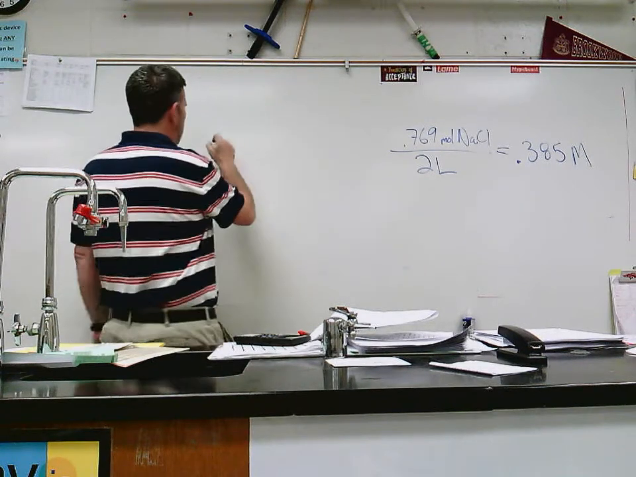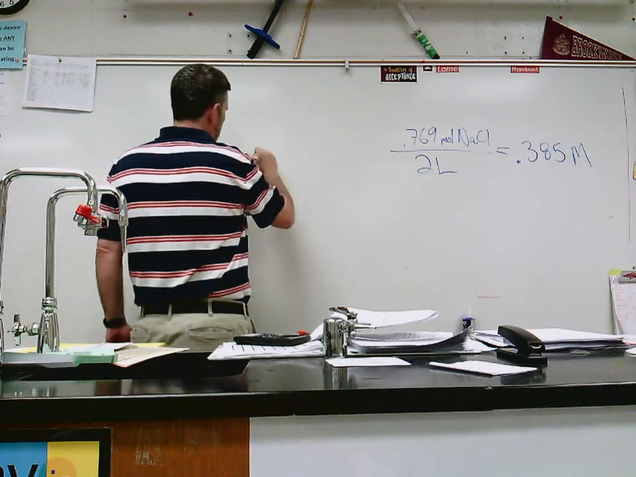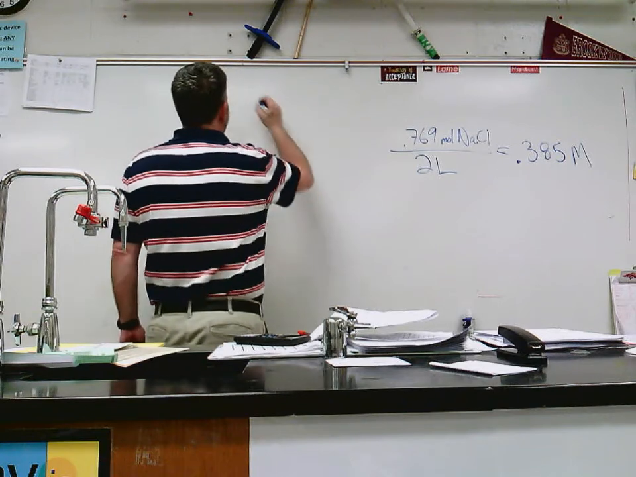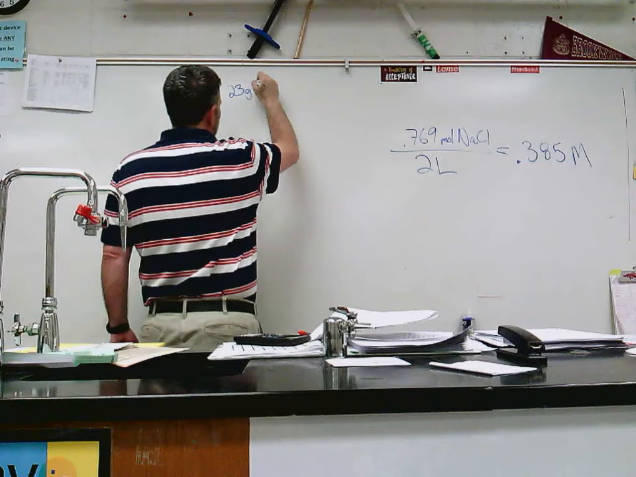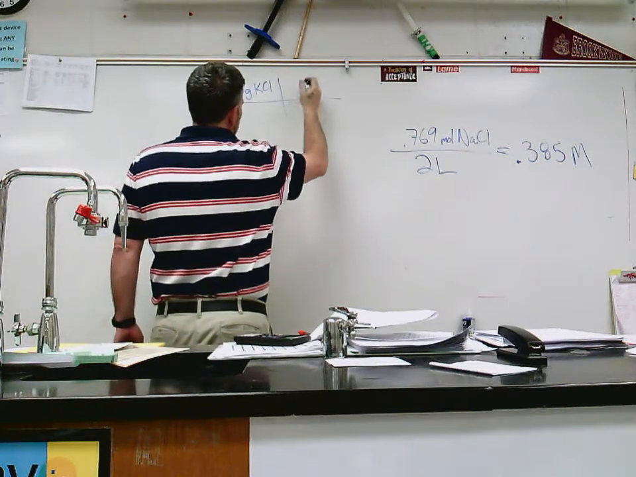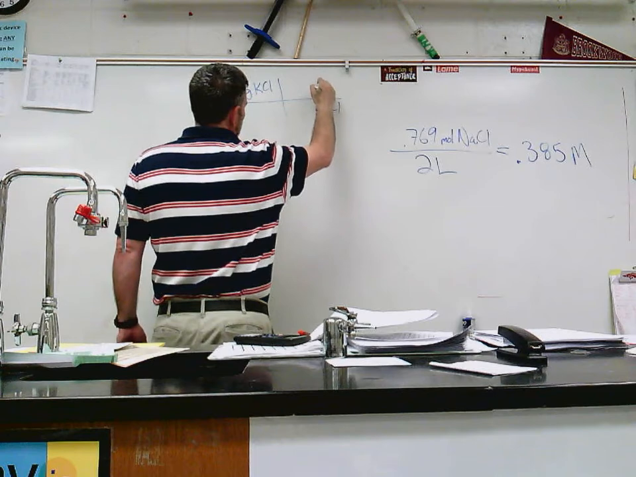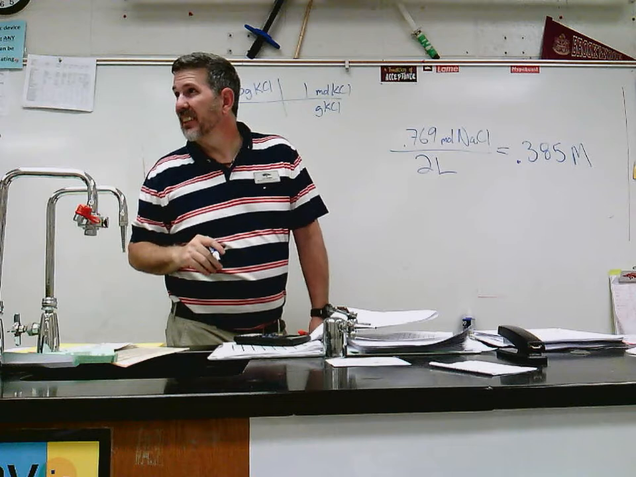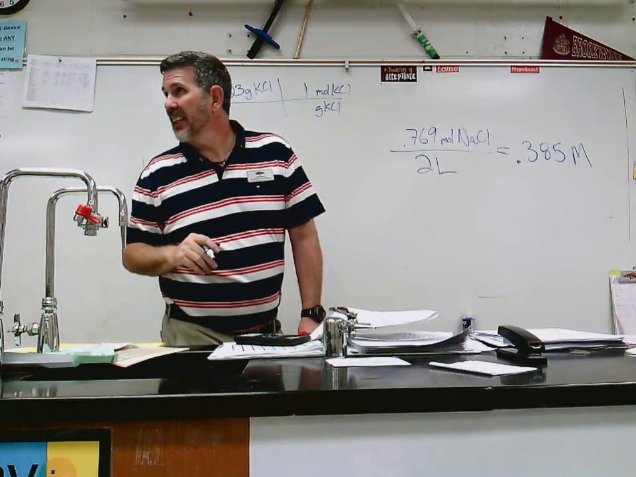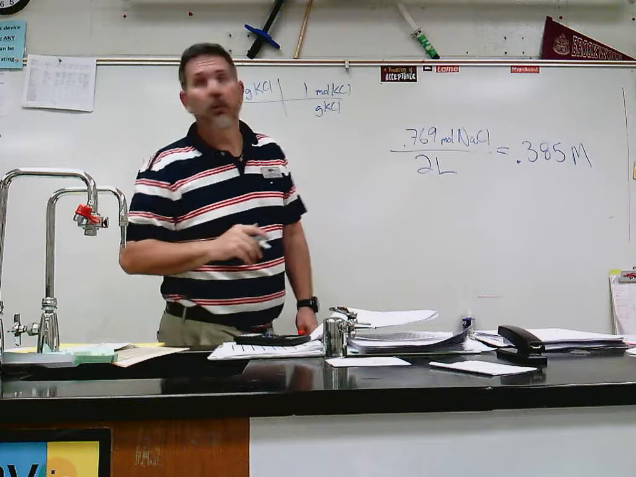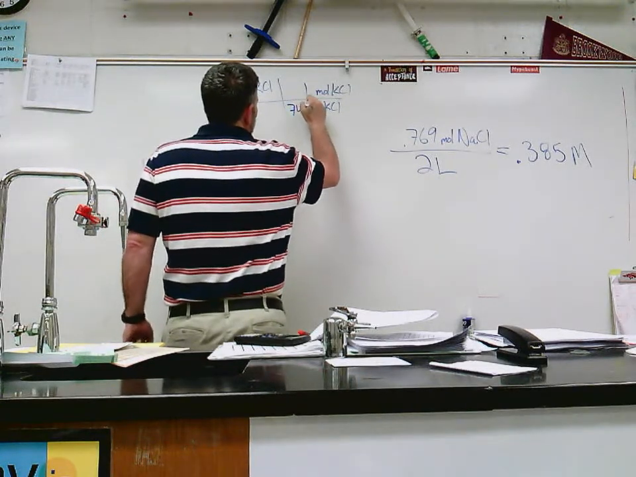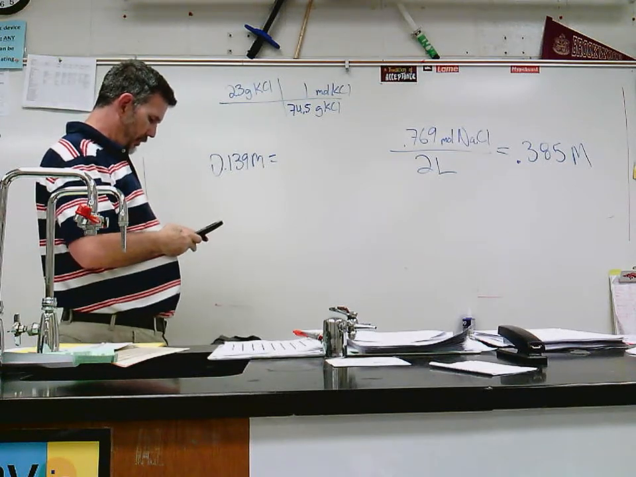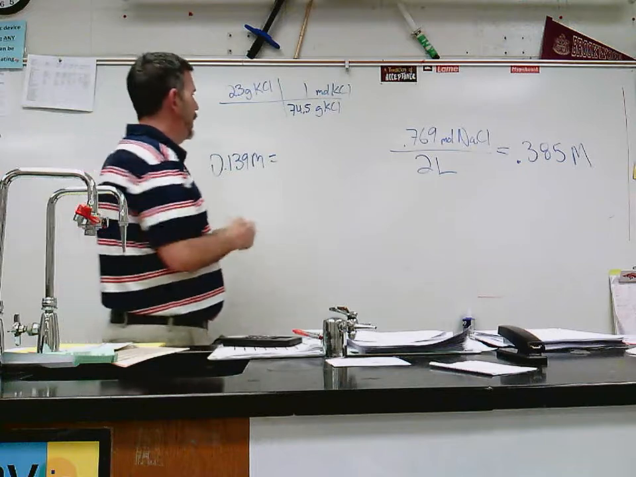The next one, a bit more difficult. They give us the molarity, 0.139 molar, and they give us 23 grams of KCl. Well, we have to change that 23 grams of KCl into moles of KCl. 1 mole KCl. Let's see, 39 and 35, that's 74.5. So 23 divided by 74.5 equals 0.308 moles.